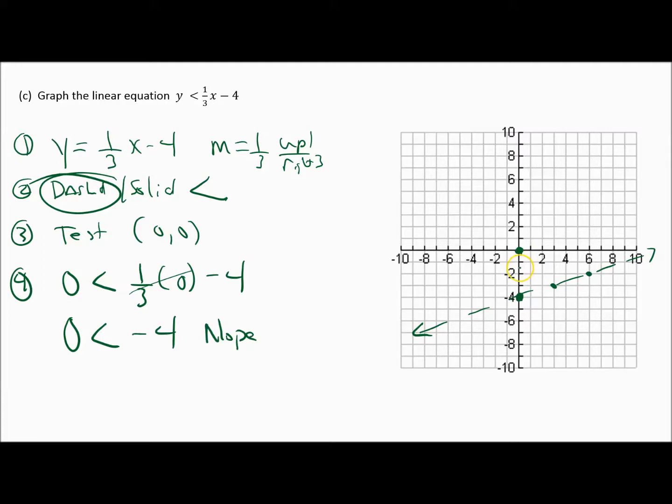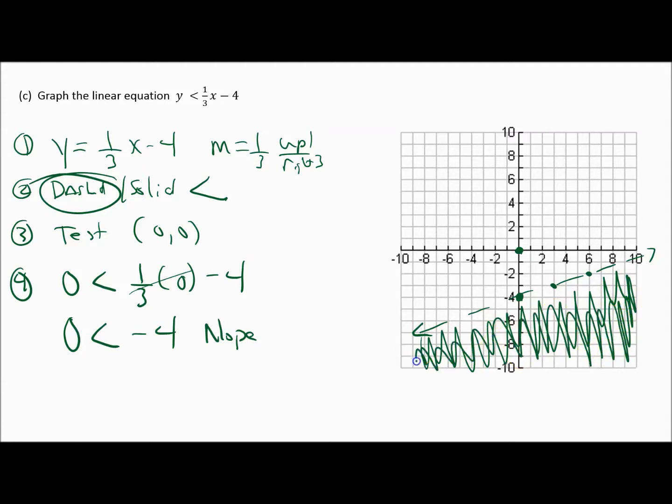So you know what that means? I don't shade where the test point came from. I shade the other side. So this and all of these points make my inequality true. If you plugged in something on this side over here, I promise you it would give you a true statement.